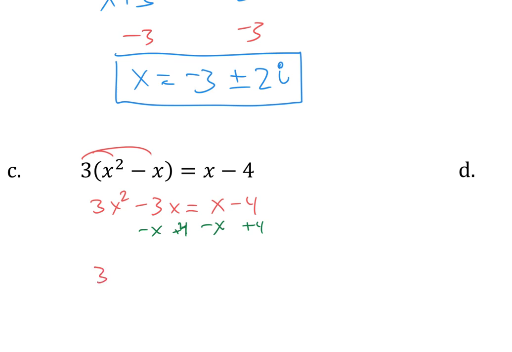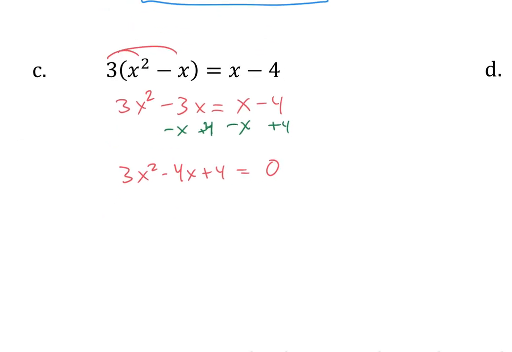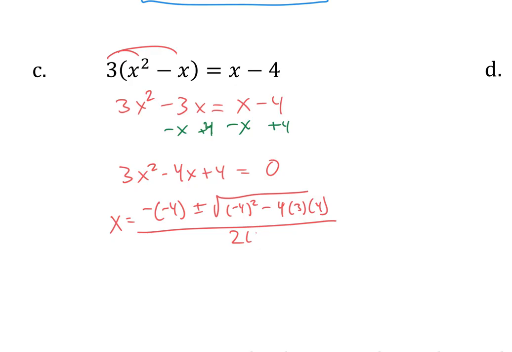That gives us 3x squared minus 4x plus 4 equals 0. And again, we are going to need the quadratic formula. So x equals negative b. Watch out, that's -4 plus or minus square root b squared minus 4ac all over 2a. Now notice I'm putting these in parentheses. Okay, that's because you can easily make mistakes here.